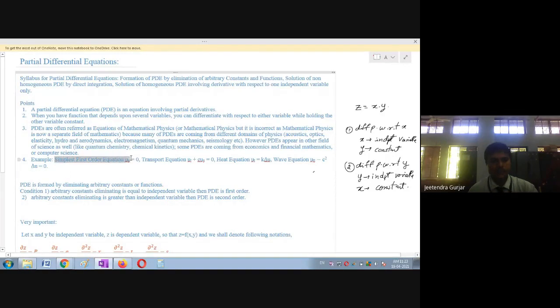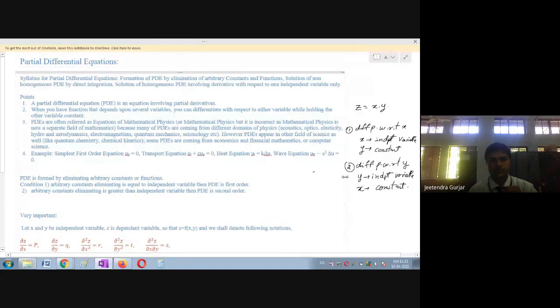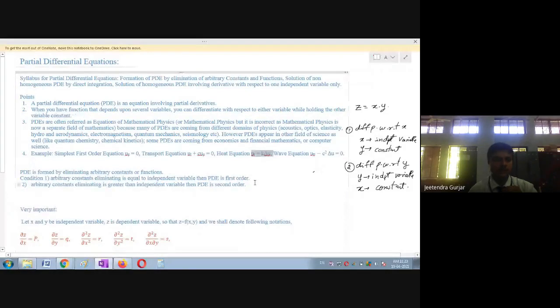The simplest first order equation, u of x is equal to 0. Then we have transport equations, you can see here. Then we are going to use PDE in heat equations, wave equations, right? So like this we are going to use PDE in different examples. Okay, so like this, we are going to use this PDE.